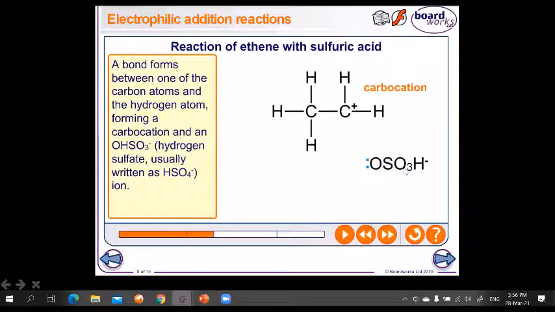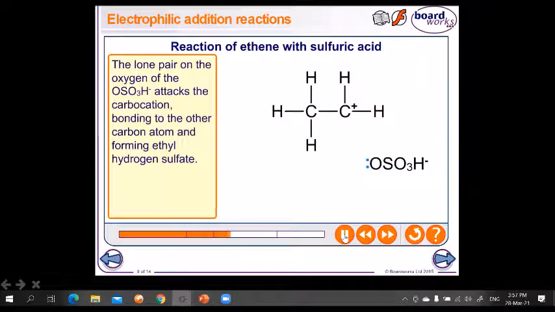That is written very badly. It's really the HSO4 minus ion that's left over, that broke off from the H2SO4. Make sense? Because we only lost one hydrogen so far from this acid, and what's left is an HSO4 ion. But we show it this way because the lone pair is on the oxygen, just so you know. So the lone pair on the oxygen will attack this carbocation and then it forms that bond there.